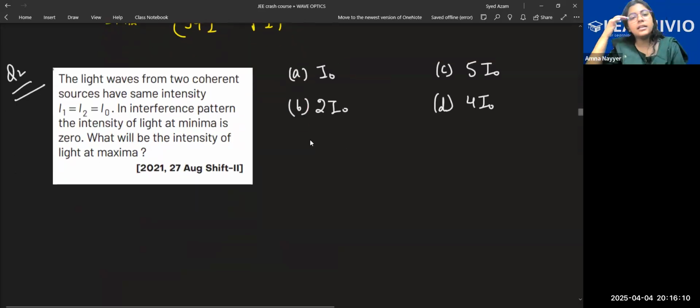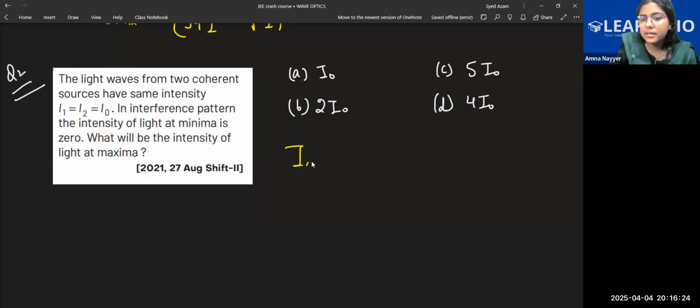Okay, the options are written here. The light waves from two coherent sources have same intensity, I1, I2 is equal to I0. In interference pattern, the intensity of light at minima is 0. Means minimum intensity is 0. What will be the maximum intensity?